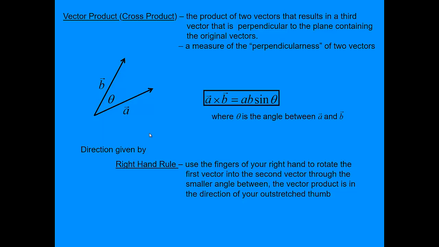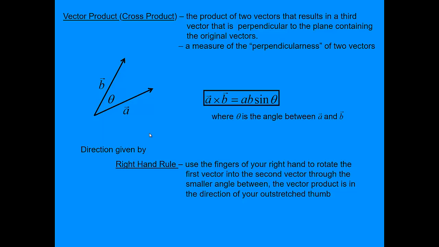If you rotate B into A, hopefully you're doing this with the fingers of your right hand, what direction is your thumb pointing now? Into the screen, right? Negative. So it's not commutative. Okay, the scalar product is commutative. The dot product, when we do work, doesn't really matter what order we do it, but the cross product is not commutative.